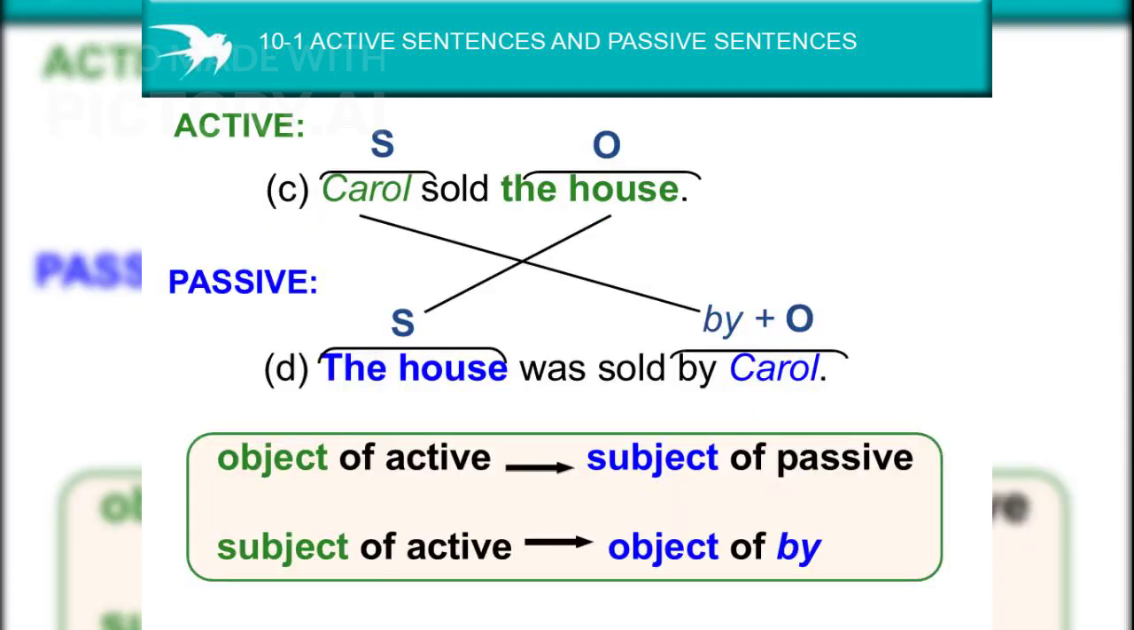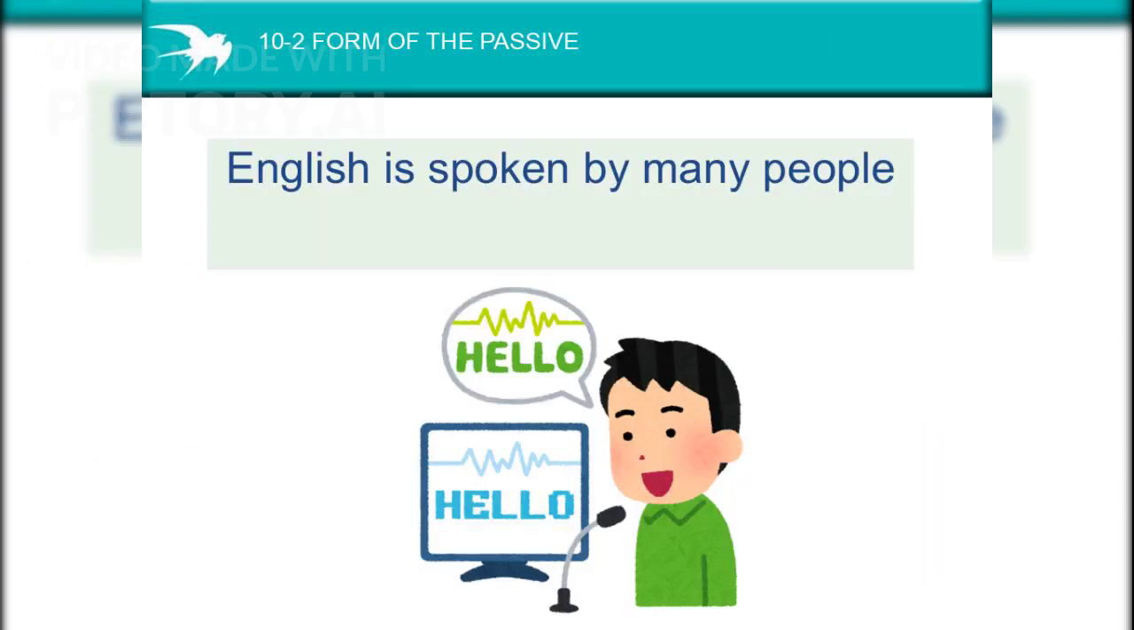Notice how the object of the active sentence becomes the subject in the passive sentence. This shift emphasizes the action over the doer. Consider the sentence, English is spoken by many people. Here, the passive form highlights the widespread use of English.